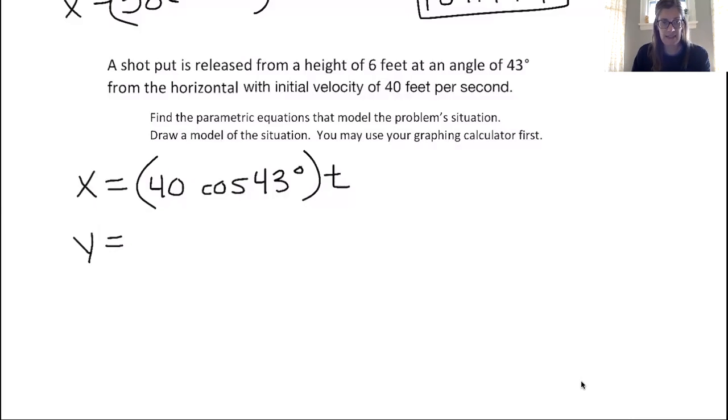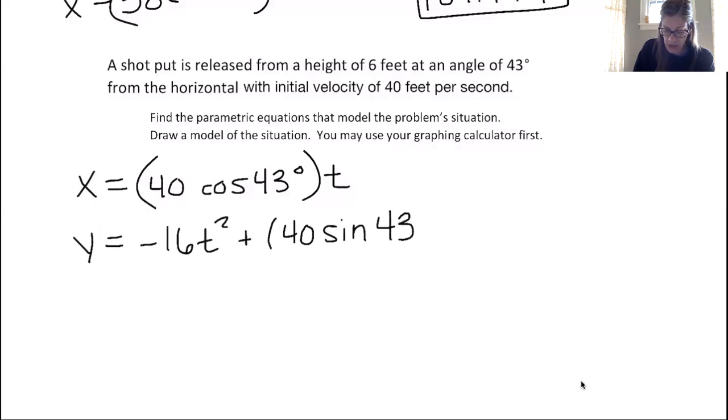Okay, there it is. And then for the y equation, that's going to be negative 16 t squared plus 40 times the sine of 43. Remember, this is vertical height, so I want that vertical component, t, and then plus the initial height, which on this particular problem, we have an initial height of 6 feet. So we're going to have a plus 6.